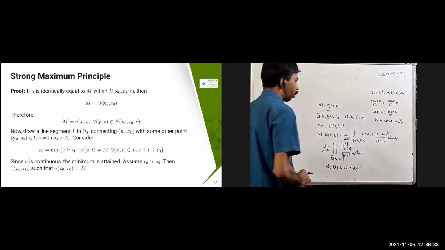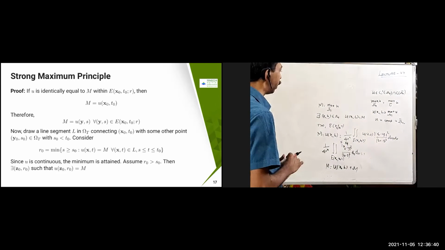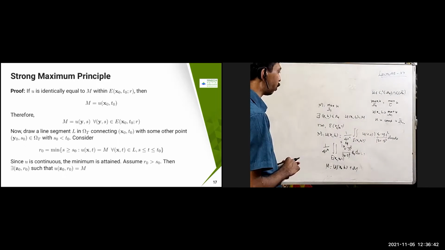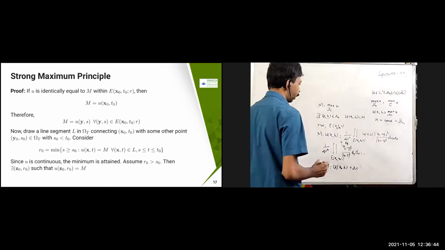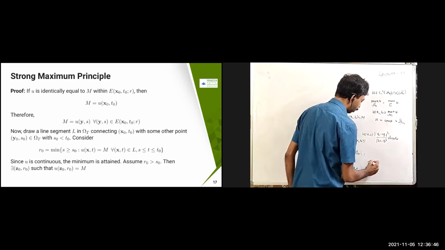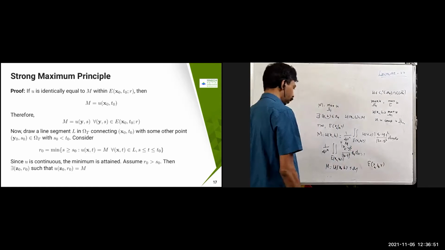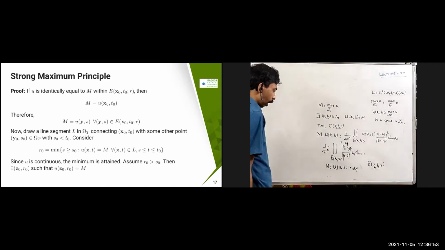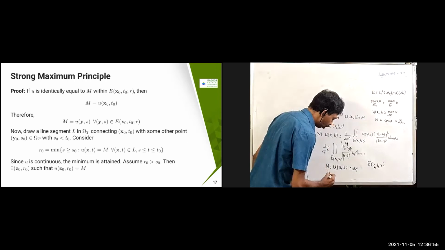So suppose u is identically equal to M in E of x naught comma t naught comma r. Then in that case, you are going to get M equal to u of x naught comma t naught.